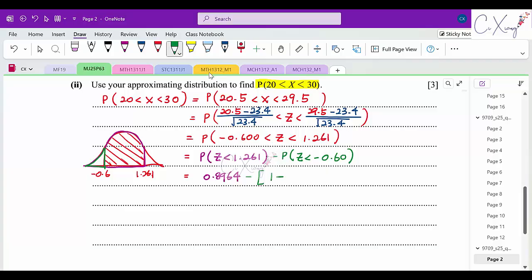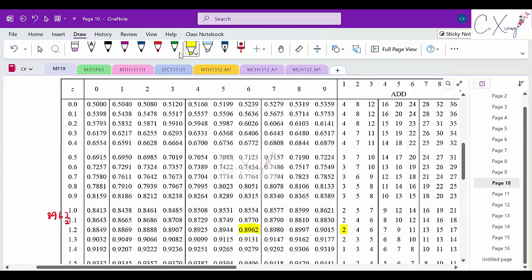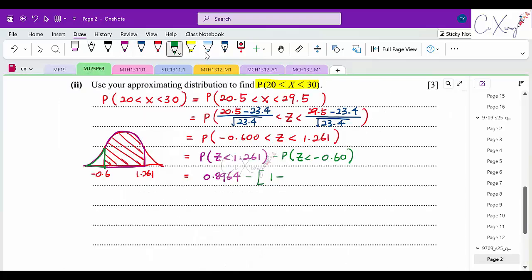So I have to take 1 minus the area for 0.6. Where is it? It is basically this one, 0.7257. So 1 minus 0.7257. Okay, then just use the calculator to help you a little bit with the calculation. You will get 0.6221 if you didn't make any careless mistake. And then after that, we usually correct it to 3 significant figures. So it will equal 0.622, correct to 3 significant figures.